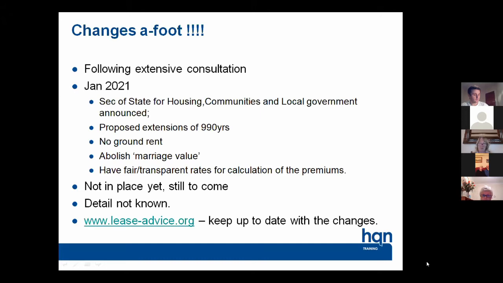However, that's all going to change. So I've told you it as it is at the moment, but there's been a huge, the leasehold system has been criticised for years and years and years. We're quite unique actually in this country.